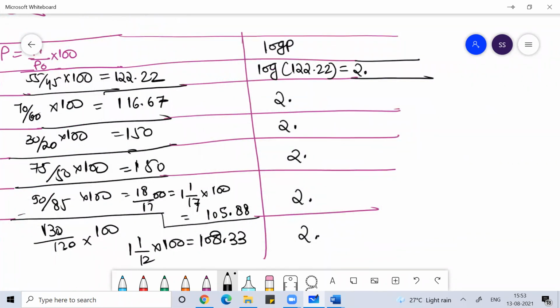You are getting it, right? This is called the characteristic. Count the number of digits before the decimal, and whatever the number of digits you get, minus 1, that will give you the characteristic. Then how to find the mantissa? The decimal part is called the mantissa, and the integral part is called the characteristic.